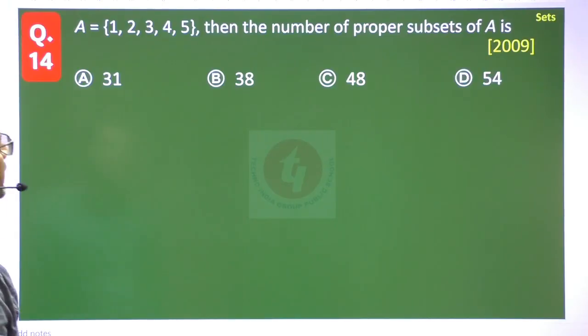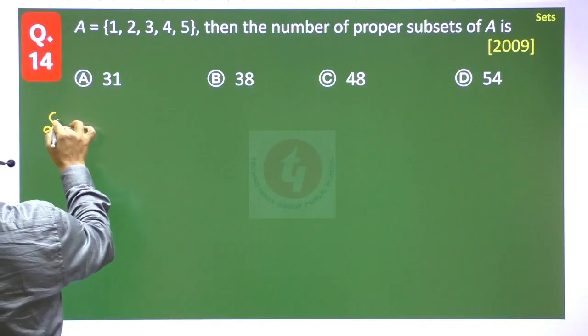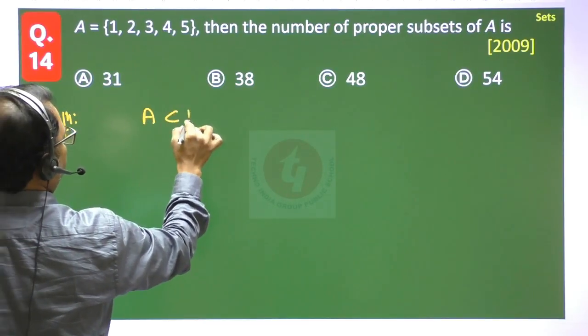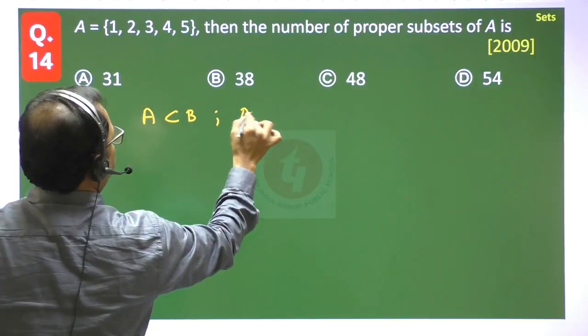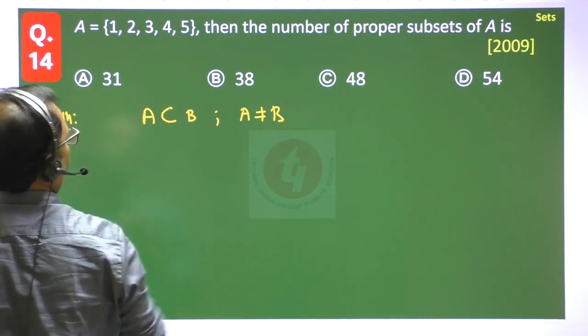1, 2, 3, 4, 5, then the number of proper subsets of A. You know the definition of proper subset, which in the theory part I said: if A is a subset of B and A is not equal to B, then we say A is a proper subset of B.